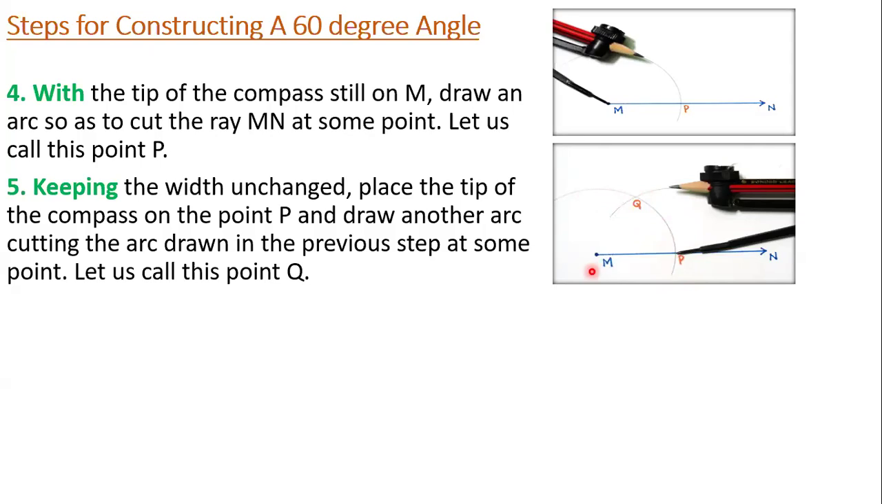Very good. So at this particular point, this is P. We're going to draw an arc. This arc is going to intersect with the first arc, and the point at which they intersect, we call that point Q.